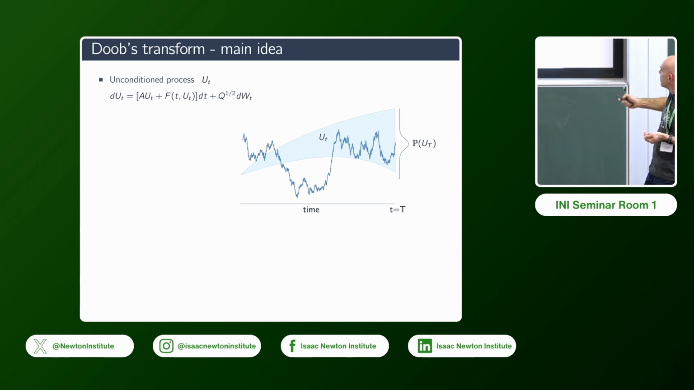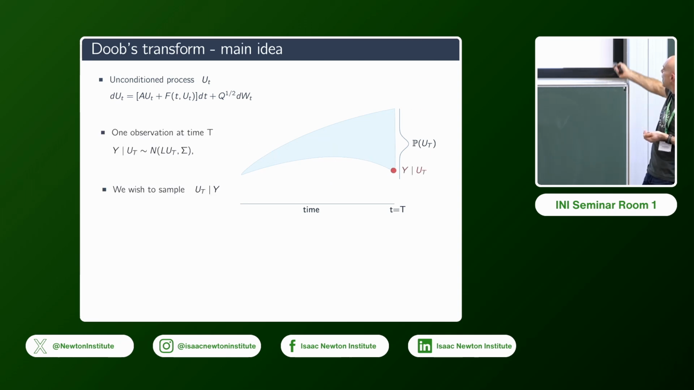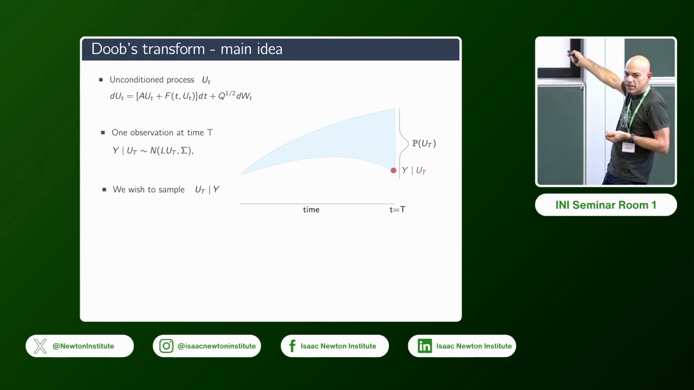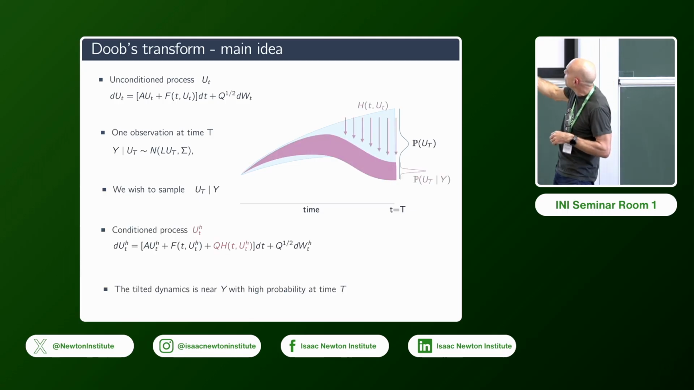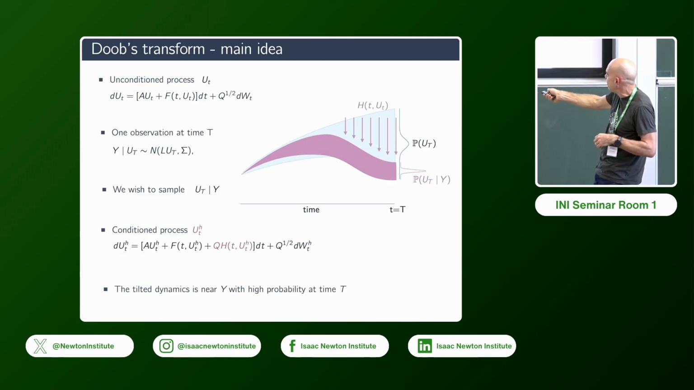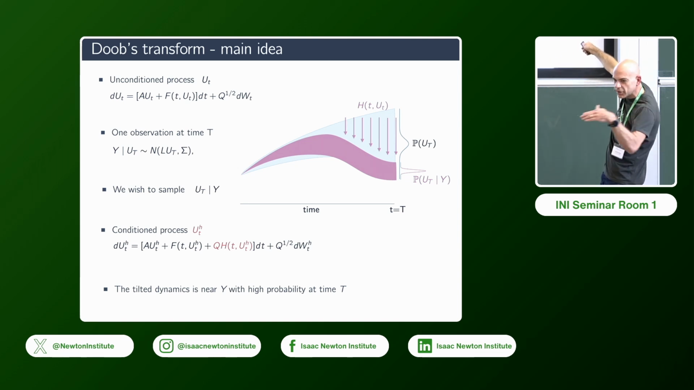Now, all of a sudden, at a future time t, comes an observation y. So you now get one instance of y given u, and you wish to sample u given y. Of course, these are Bayesian probabilists at work. And what the Doob transform does is it comes up with a different process. So this one is now a modified SDE with an additional term here. And the purpose of the Doob transform is to tilt the dynamics towards the observation at the future time. This is a very, very cute gadget.